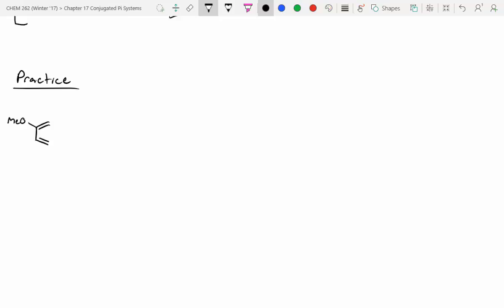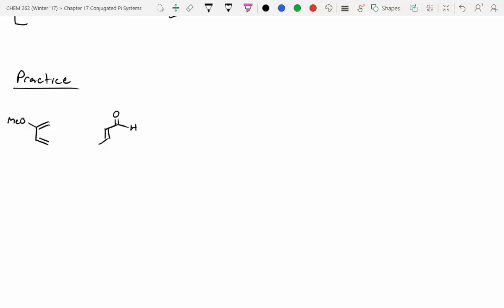So I've got a methoxy group coming off of my diene. And for my dienophile, I'm going to have an aldehyde, and I'm going to have a methyl group. So I'll just leave that as a dash, or a straight line.